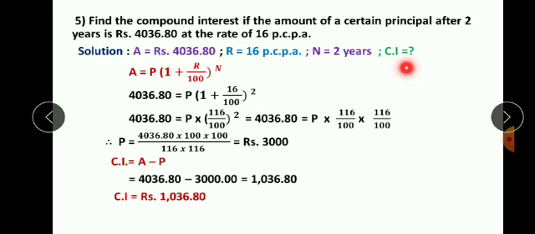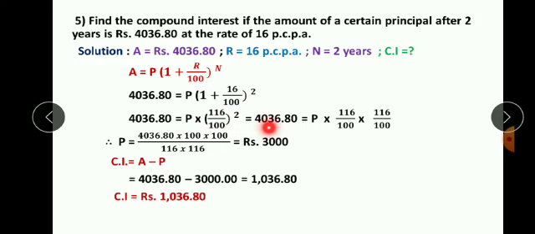Before calculating compound interest, what we have to find? Amount. So amount is equal to P into (1 plus R upon 100) to the power N. So let us substitute the values. Amount A is given as 4,036 rupees 0.80. It is equal to P, and P is not given. So P into 1 plus R, given as 16 upon 100, and N is given as 2. So do the cross multiplication of the bracket. 1 into 100 is 100 plus 16, 116 upon 100. So P into 116 upon 100, its square.